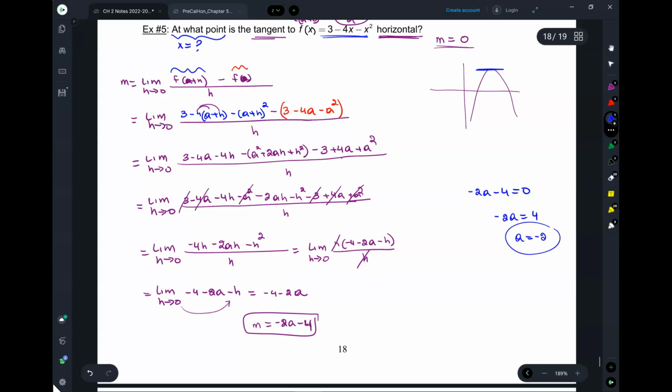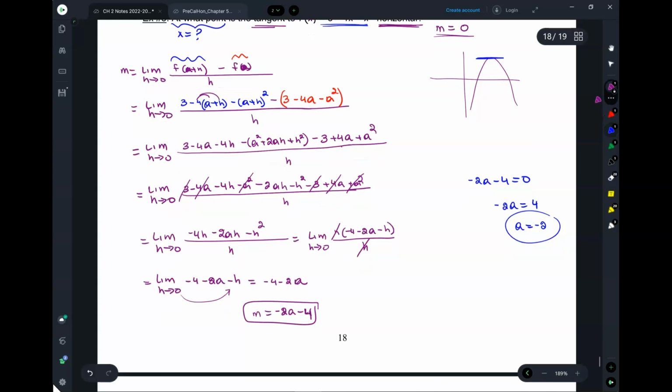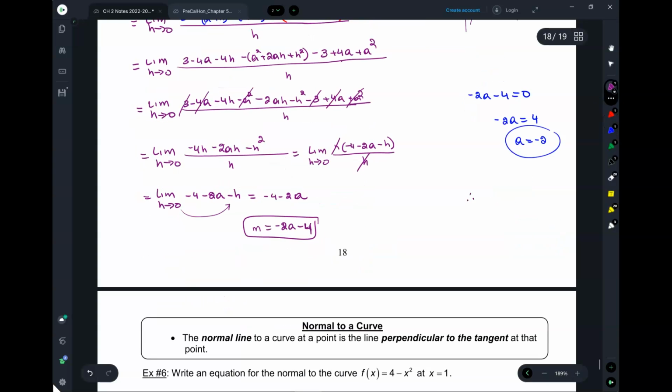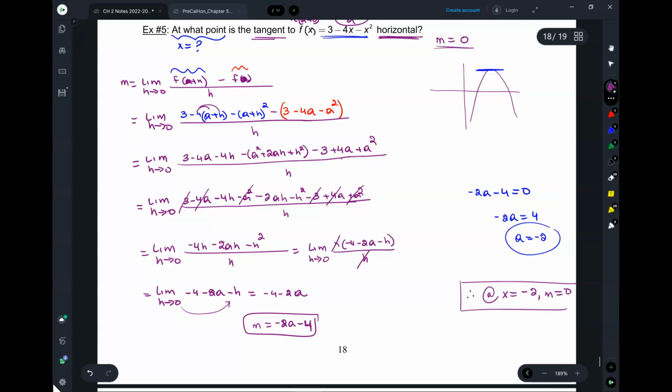So a equals -2. What does that mean? Therefore, at x equals -2, the slope is 0. So it looks like I didn't draw my parabola correctly. The x-axis should have been that way, okay?